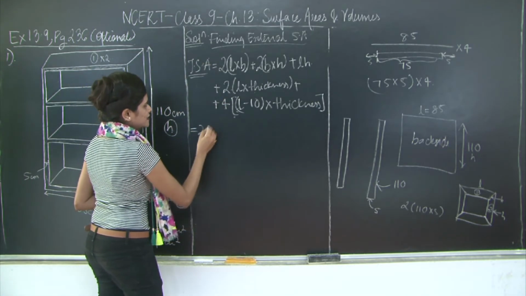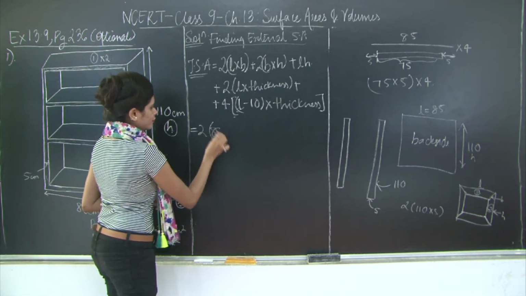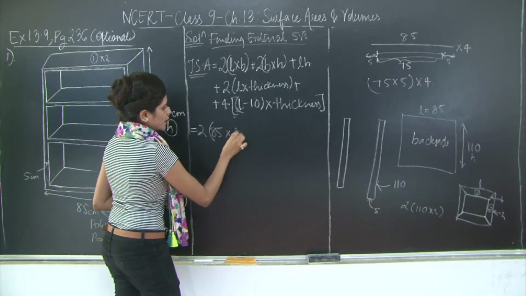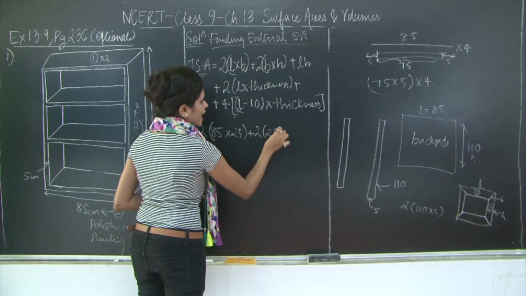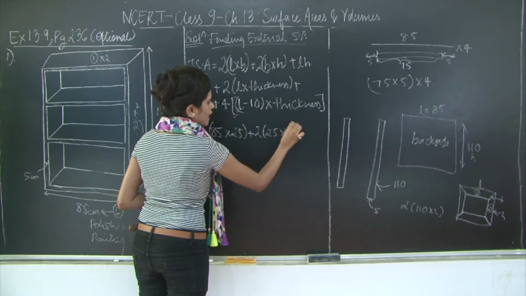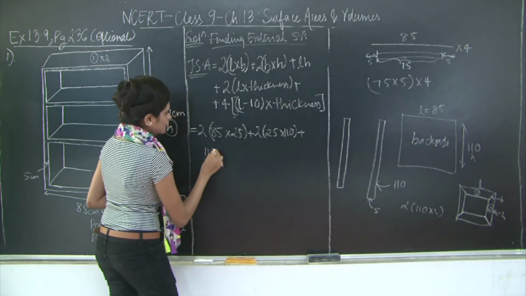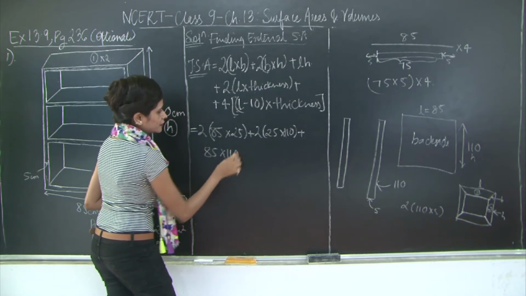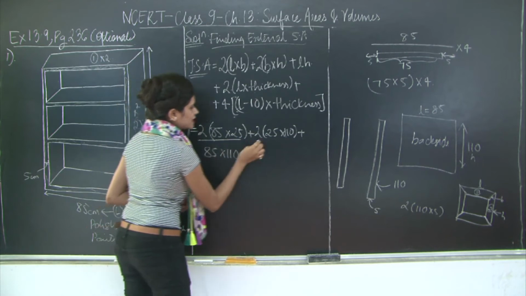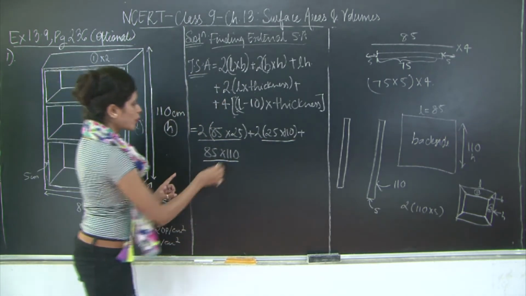It is twice, we have the length as 85 into breadth which is 25, plus twice breadth which is 25 into height which is 110, plus length into height, length is 85 and height is 110, right? Let me just underline these terms so that we know which ones to multiply first. We are going to follow the rules of BODMAS.